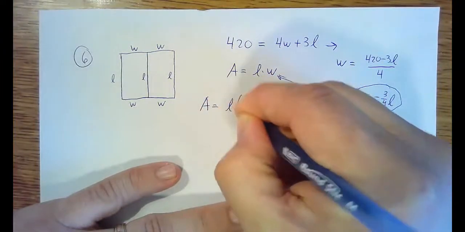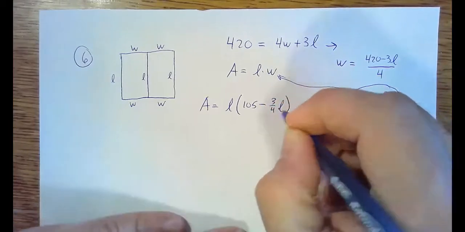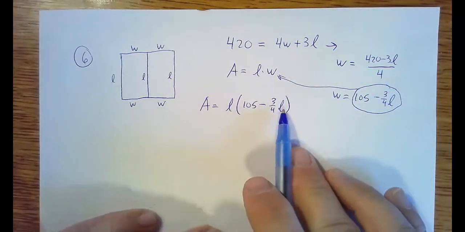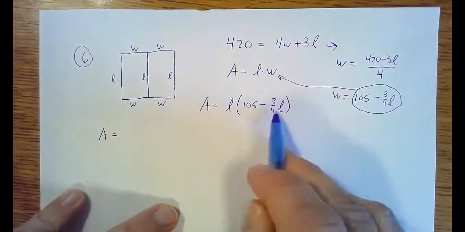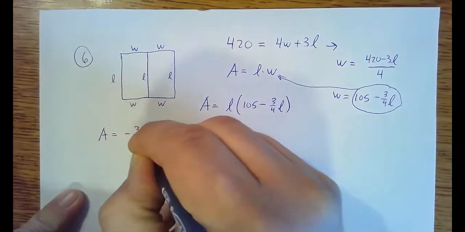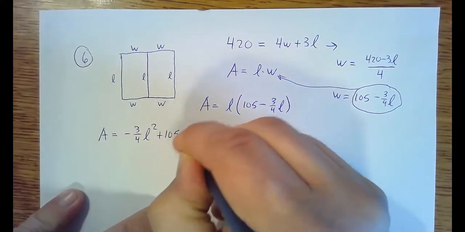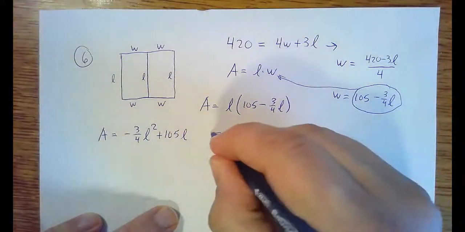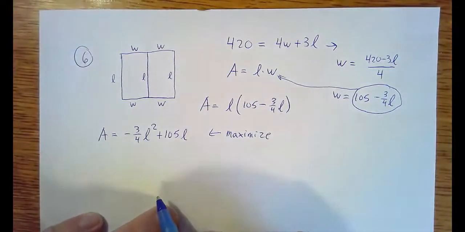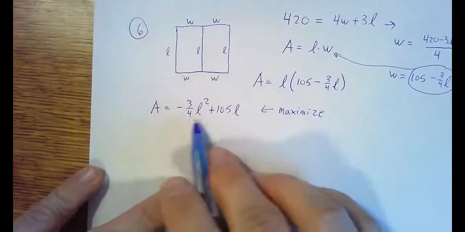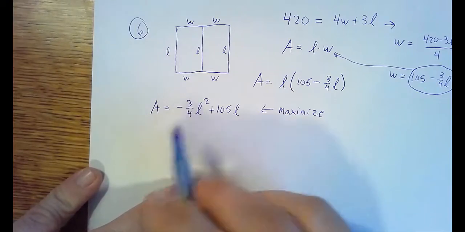So when I substitute this in for W, we get L times this expression, and when I multiply that out, I get an honest to goodness quadratic function. So L times minus 3/4 L would be minus 3/4 L squared. L times 105 is plus 105 L. So now we can maximize this area function. We know where the maximum occurs. The maximum will occur when the variable is negative b over 2a.